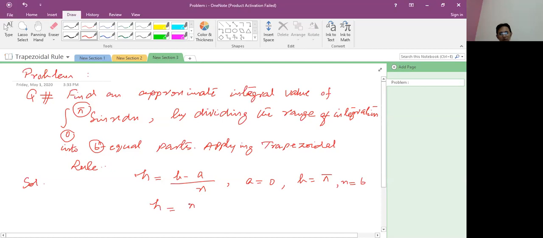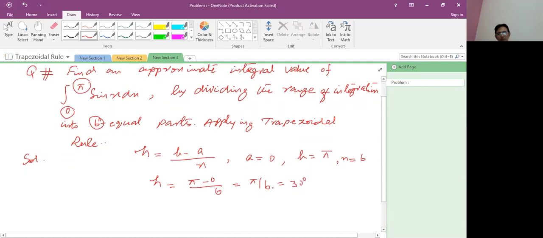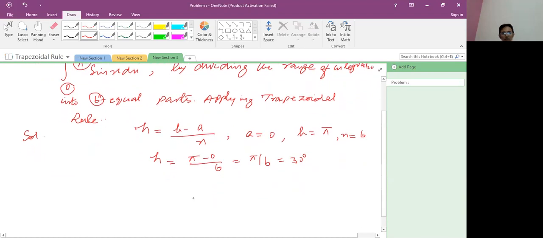So pi minus 0 whole upon 6, it means pi over 6 in radian. If we convert it into degrees, it means 30 degrees. Pi over 6 represents 180 divided by 6, which is 30. So we will make a tabular value, x and y equals f of x. What is f of x? It is sin x.